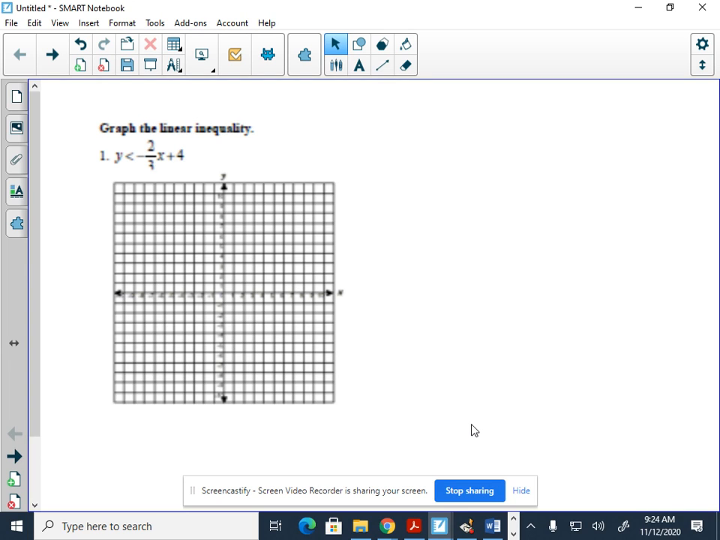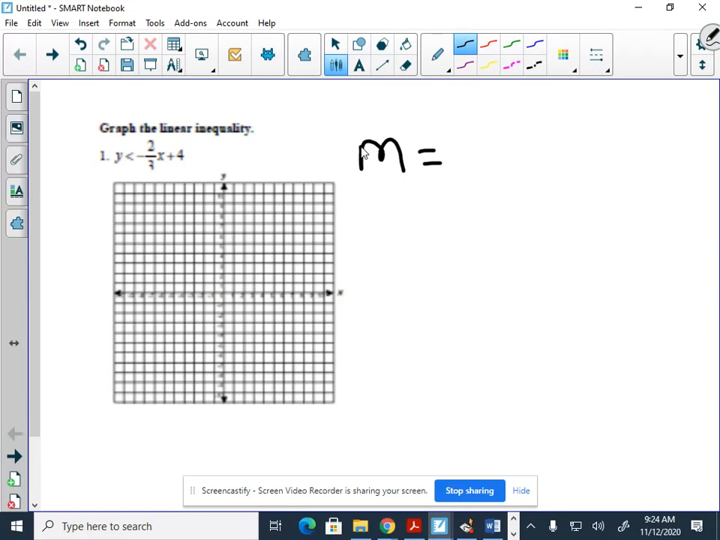Okay, so we're going to go through this worksheet 6.5, just do a few for help on this section. The first, number one on worksheet 6.5, has y is less than negative 2/3 of x plus 4. So one of the things you want to do is identify m and b. Remember, y equals mx plus b is how we graph these. So m, in this case, is the negative 2 over 3.